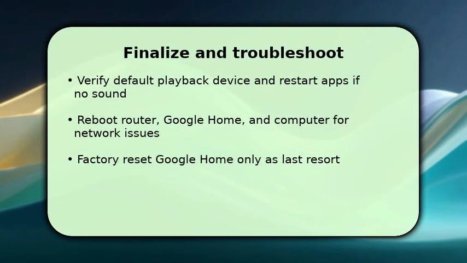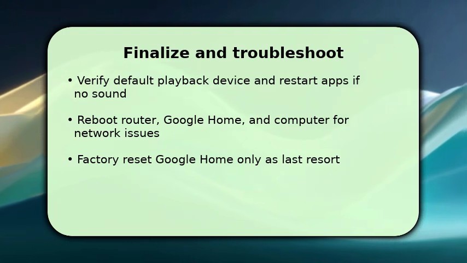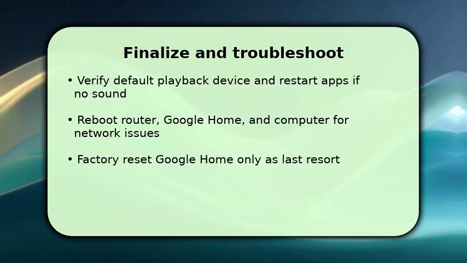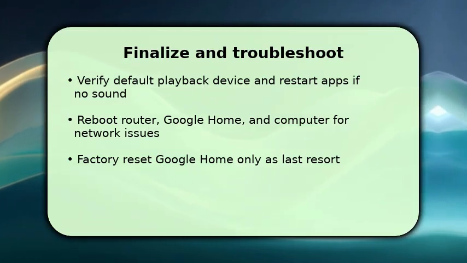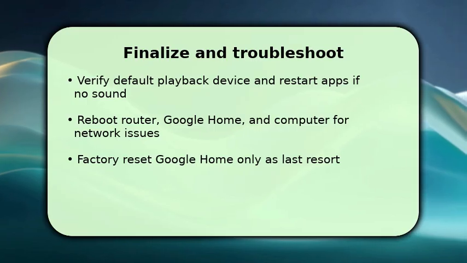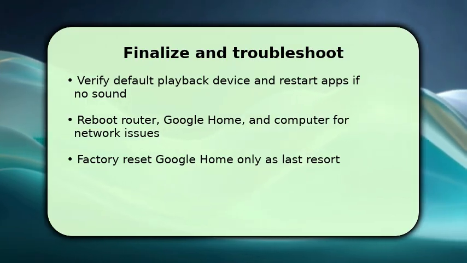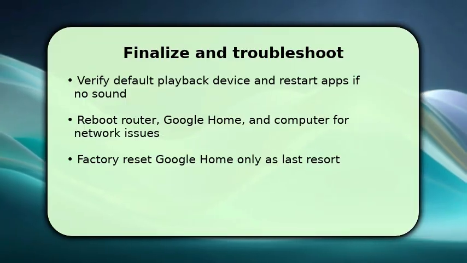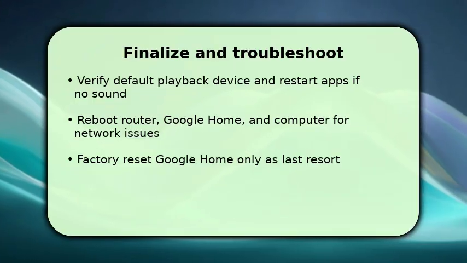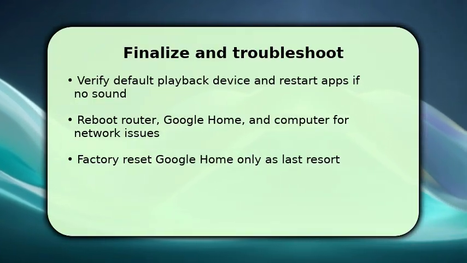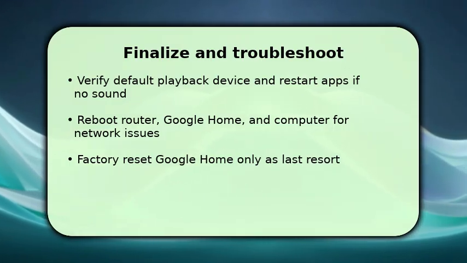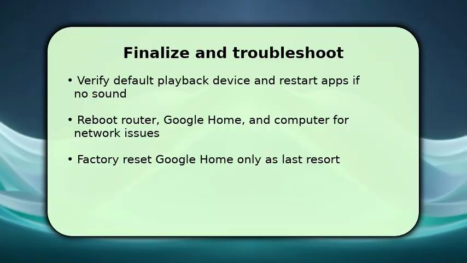You finish by confirming settings and testing playback. Check your computer's sound output and set Google Home as the default playback device, then play a sample audio or cast a YouTube tab to confirm. If audio fails, restart the app and reconnect the cast session, and make sure no VPN or firewall blocks local discovery. If connectivity remains unstable, reboot the router, Google Home, and computer. One key tip: if discovery completely fails, factory reset Google Home only after exhausting network and account checks.